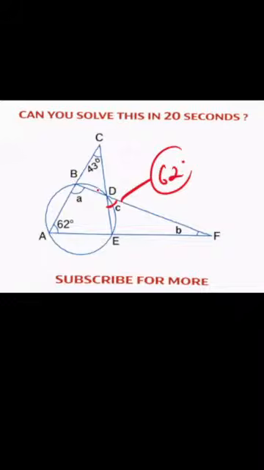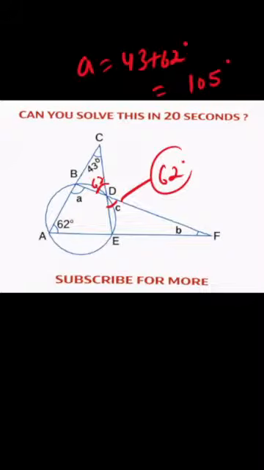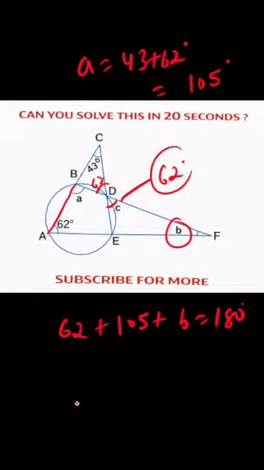We have C directly. I can write, if this is C, this is also going to be C. So this is also 62, vertically opposite angles. Now A is going to be the exterior angle for this triangle. So A is going to be 43 plus 62. 43 plus 62 is going to be 105, right? So 105 is this. We have A, we have 62. If I take the triangle ABF now, I can solve for B using the angle sum property. So 62 plus A, which is 105, plus B is equal to 180. On solving this equation, you will get B as 13 degrees. That's it.